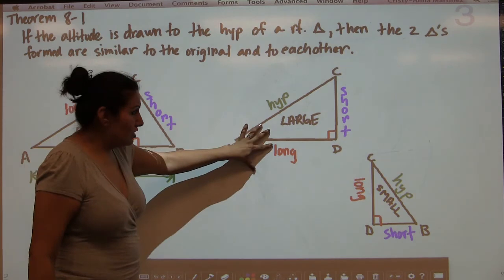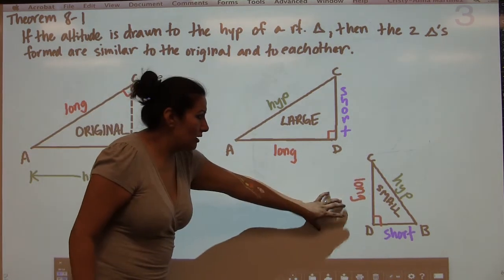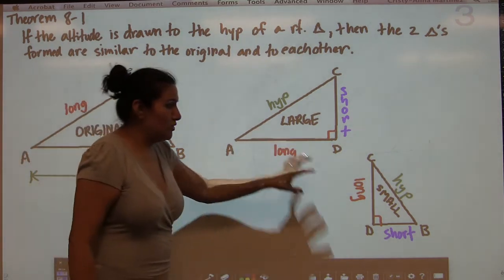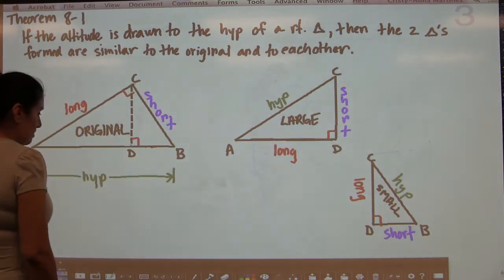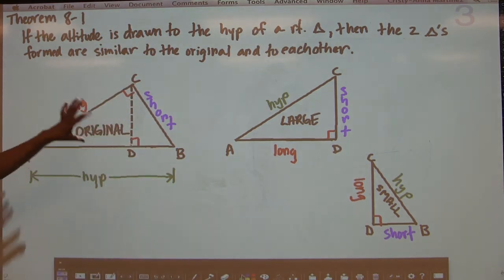So the large triangle is similar to the original triangle, and the small triangle is similar to the original triangle, and also they are similar to each other. So what I want to do right now is write out these similarity statements. Again, it looks very crazy right here.